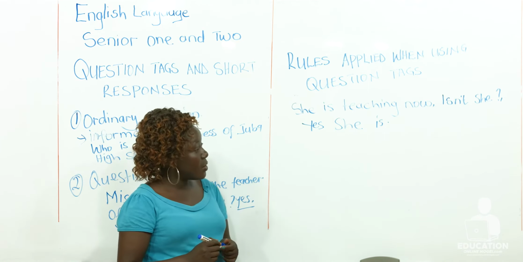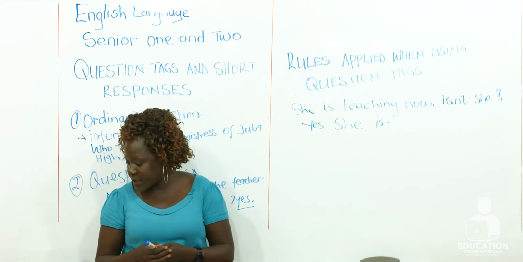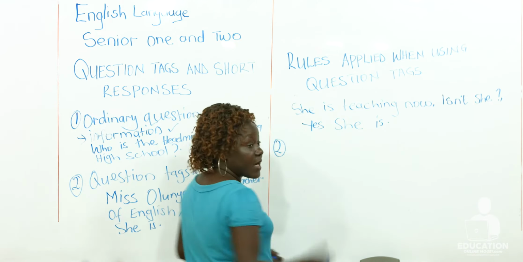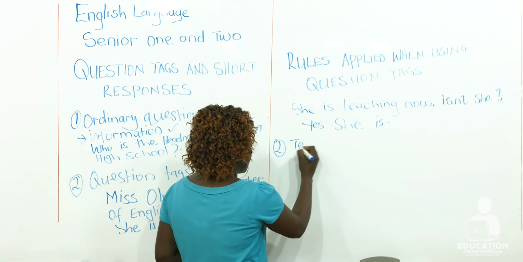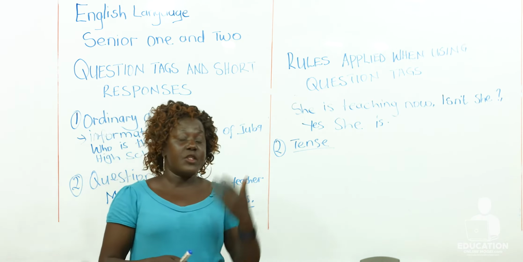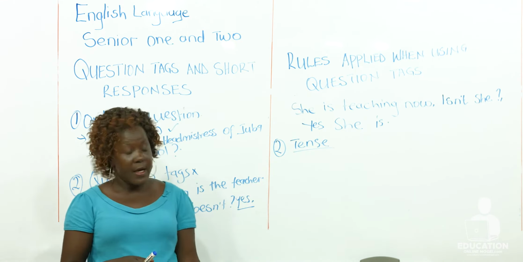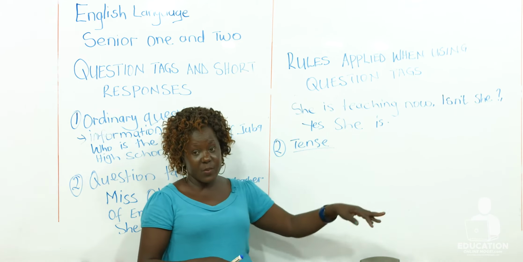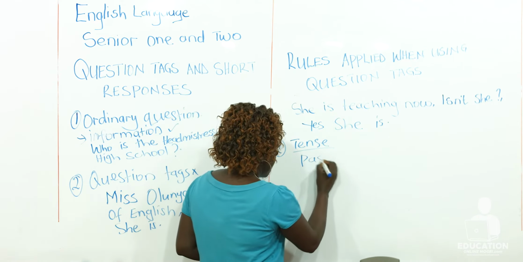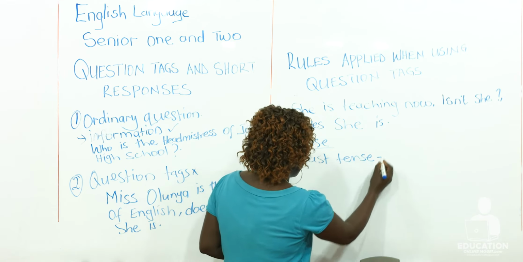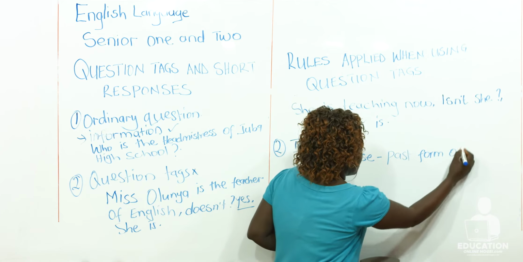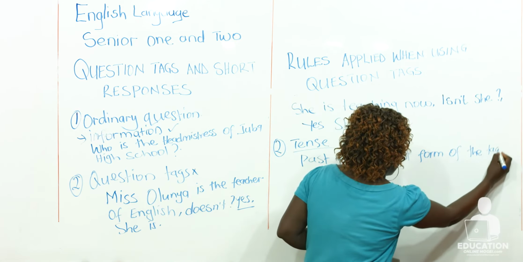Then let us see rule 2. Rule 2 in this case is the tense. The first one is developed from person, but now it is developed from the tense. In this case, the form of the tense in the statement must be adhered to in the tag and also the response. For instance, if the tense is past, the tag plus the response must also be past.